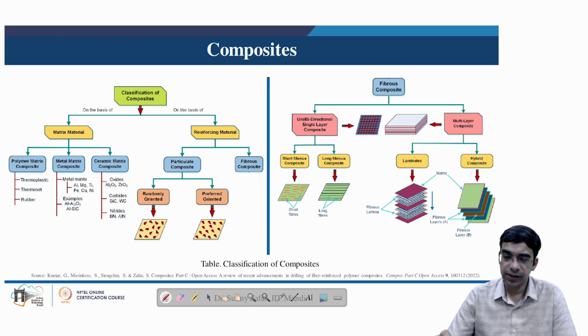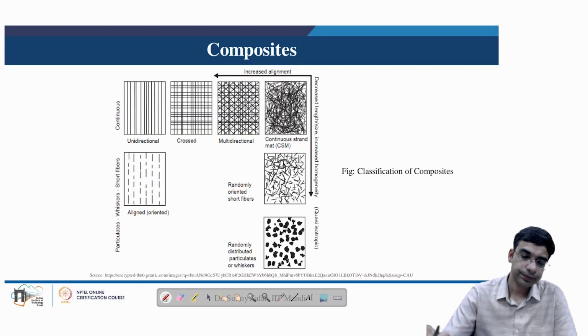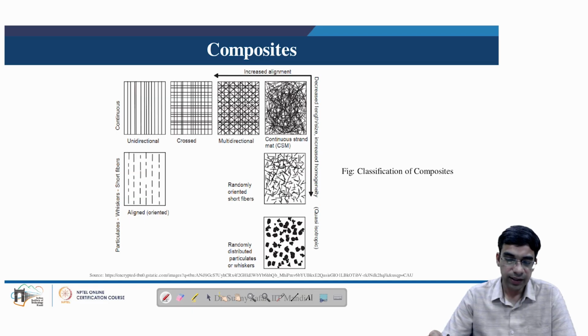The fibrous composites can have bidirectional or unidirectional layers of a single layer of reinforcement, or there can be multiple layers of different types of reinforcements. These reinforcements can be available in short fiber or long fiber, and depending on whether it is a single reinforcement, we can develop fibrous laminates, or we can have hybrid composites where different types of reinforcements may be used to develop the laminates. So here we can see the classification of composites based on the reinforcement.